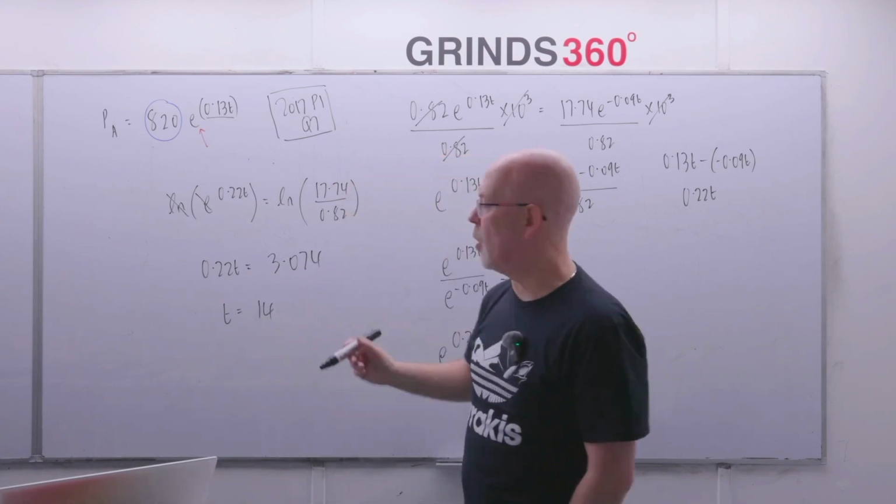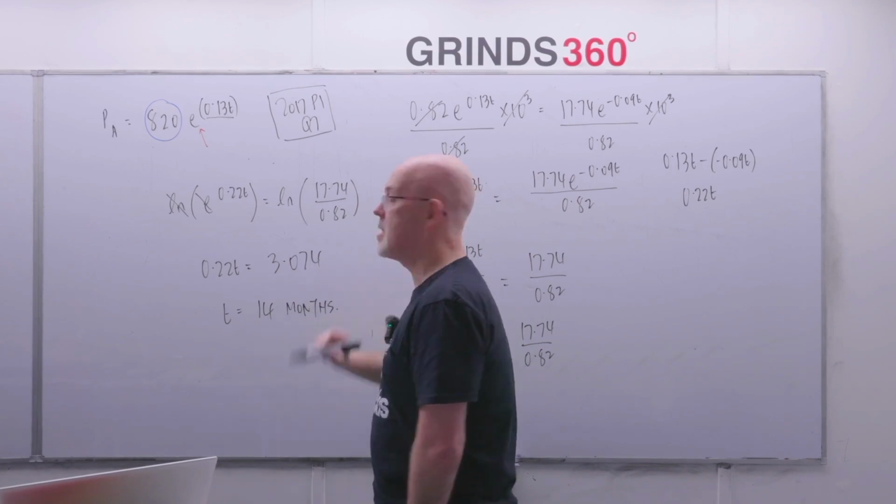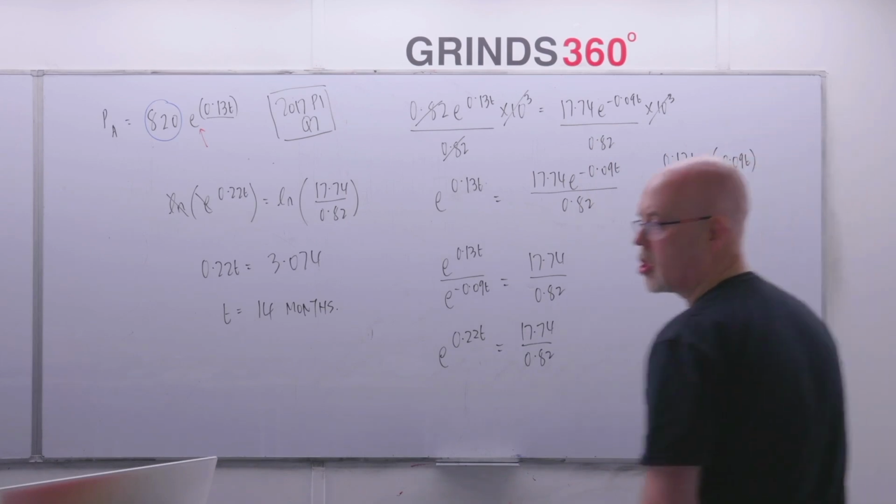Again, you don't have to round to a whole number, but it won't be penalised if you do. It's close enough. And again, remember, t is in months. It's a 1 mark penalty if I don't include my units. So after about 14 months, the population of the two plants will be equal.